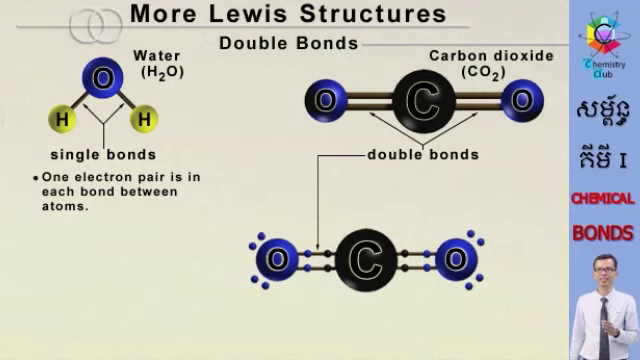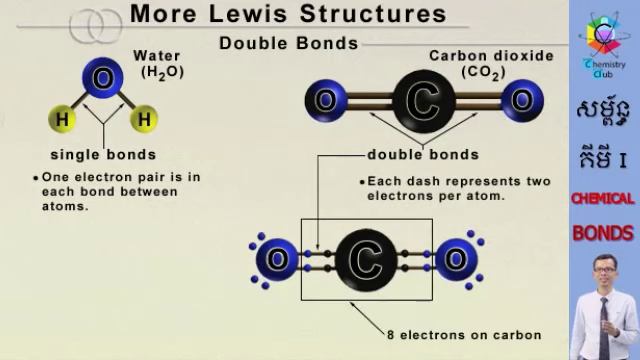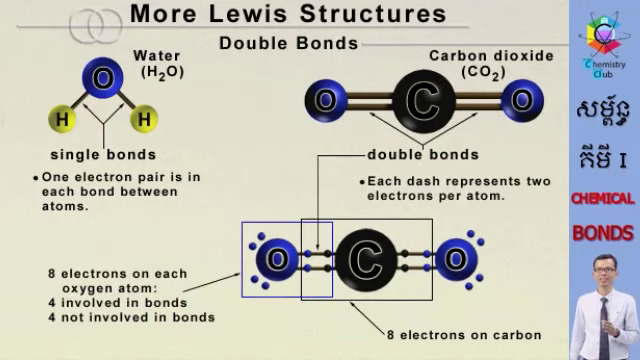Remember that each dash represents 2 electrons. Therefore, the 4 dashes represent 8 electrons around the carbon atom. The oxygen atoms satisfy the Octet Rule with 4 shared electrons in the double bonds and 4 unshared electrons per atom.